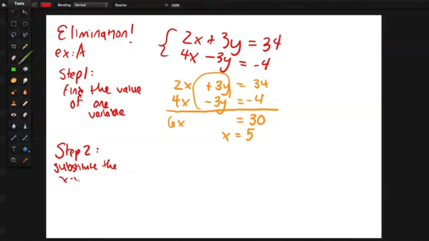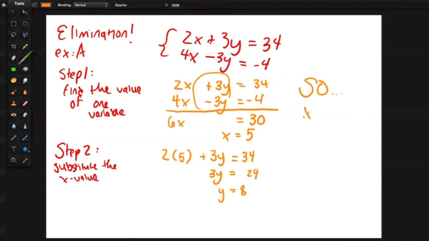Step 2. I have to substitute the x value into one of the original equations to solve for y. So here, I'm going to take that 5 and put it into 2x plus 3y equals 34. So 2 times 5 plus 3y equals 34. And when you do all the math of that, you get y equals 8. So x equals 5 and y equals 8 through elimination.